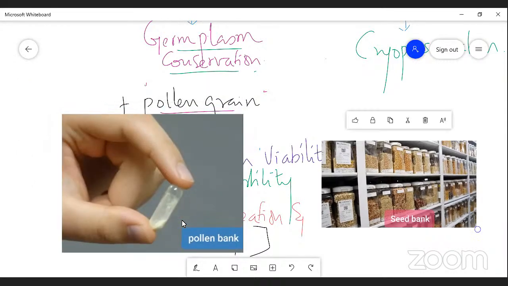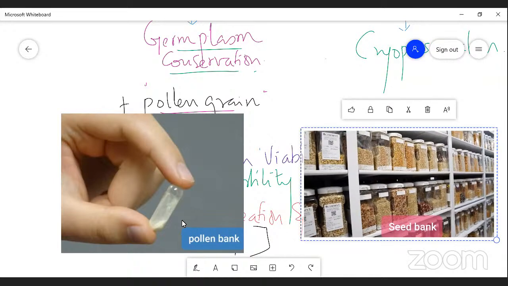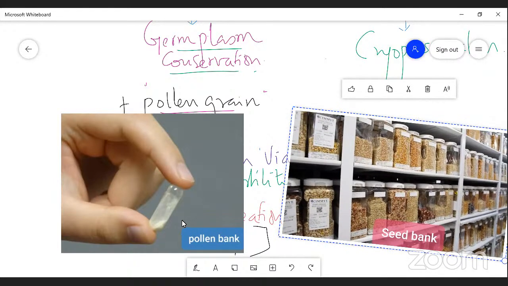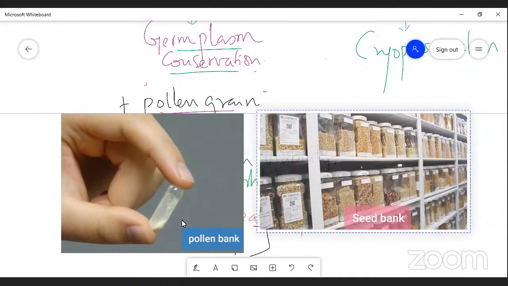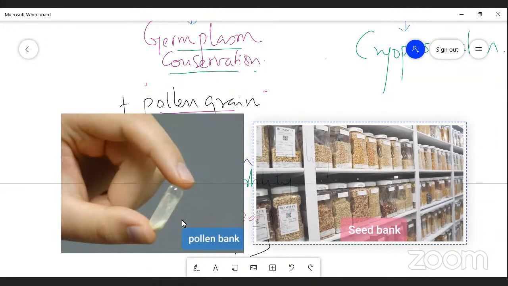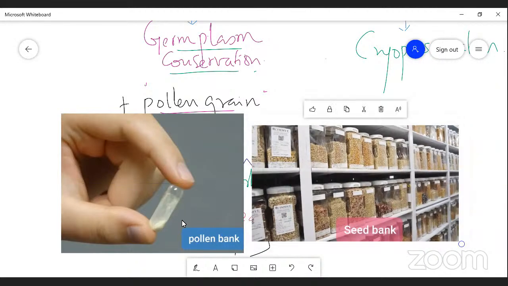I have given two banks. One is a seed bank and another one is a pollen bank. Just imagine the seed bank and the pollen bank. Both of them are nothing but collections of pollen and seeds for future purpose. So they are examples of germplasm conservation. Please understand, I have given two banks. One is a pollen bank and another one is a seed bank.